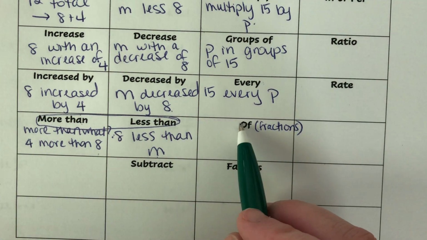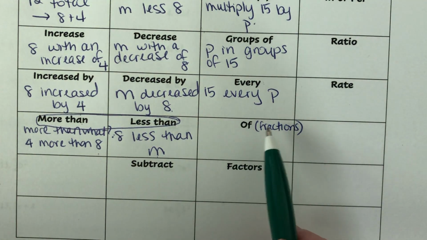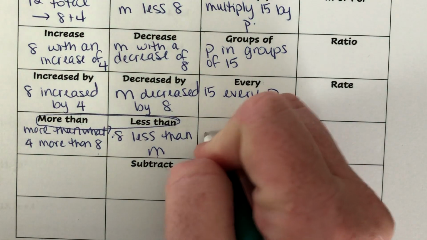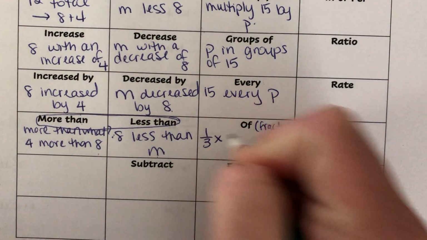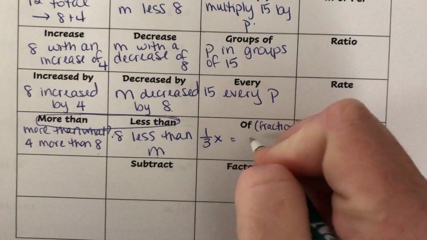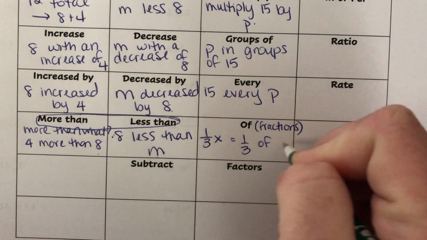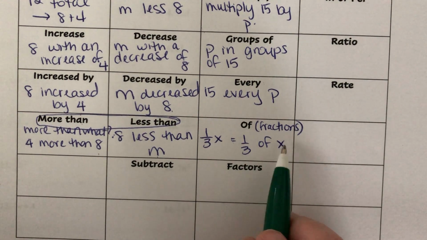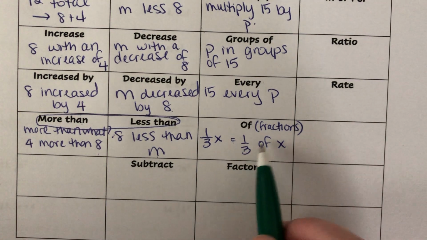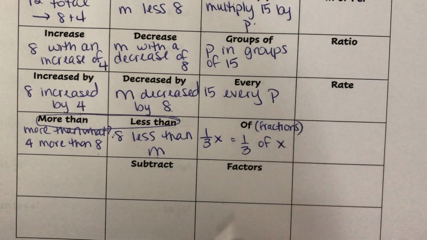All right, so if I say of, it's not regular numbers, it's only fractions. So I could say if I had 1/3 x, I would say this is 1/3 of x. 1/3 of x means I multiplied them together. If I had 1/2 m, that would be half of m. 1/2 of m. Whenever you see a fraction and the word of, it means you're multiplying.